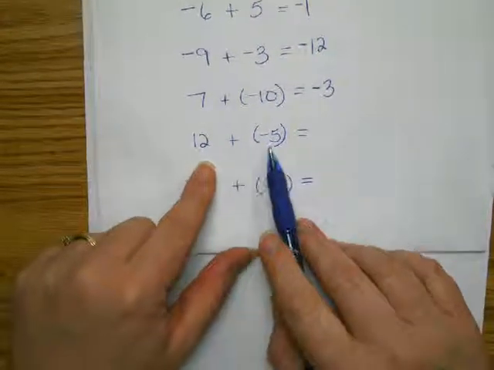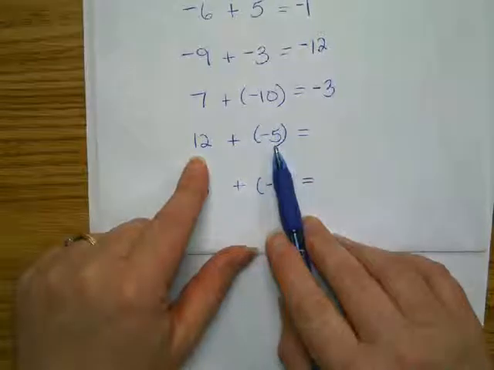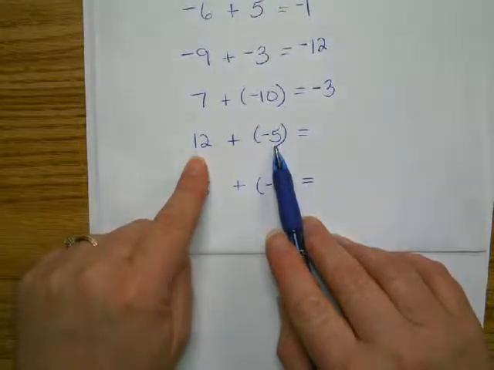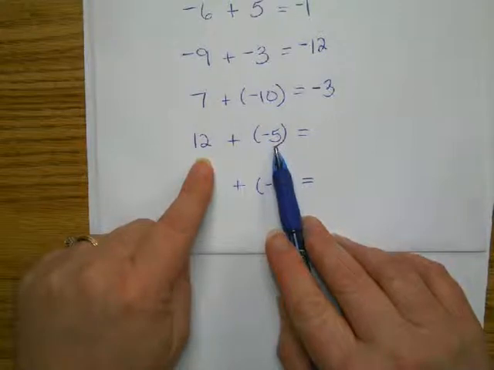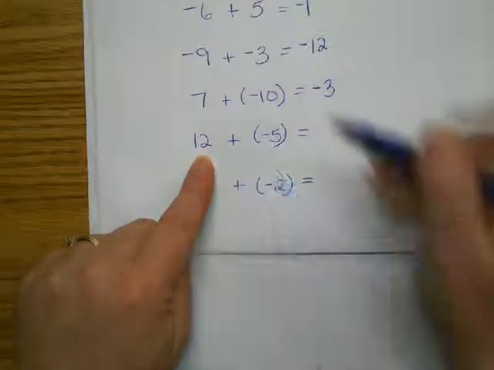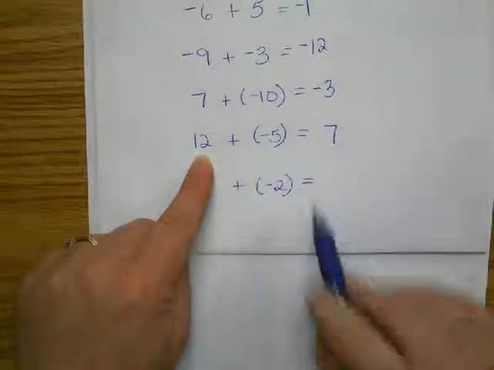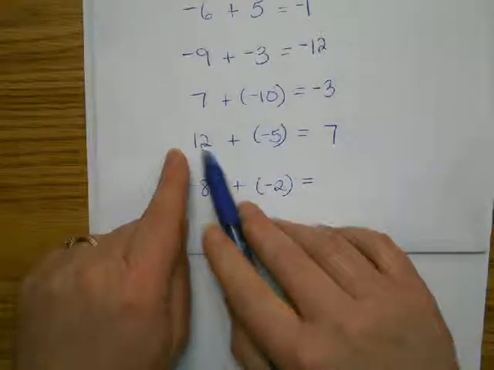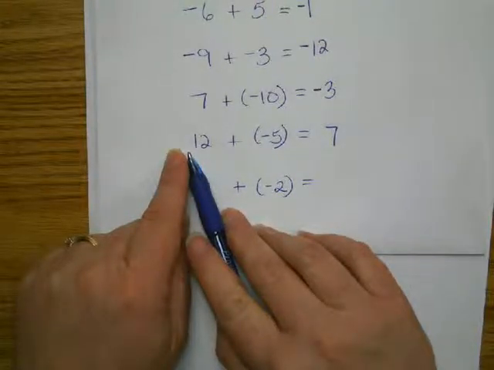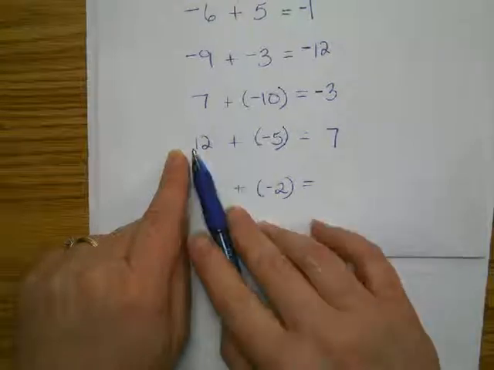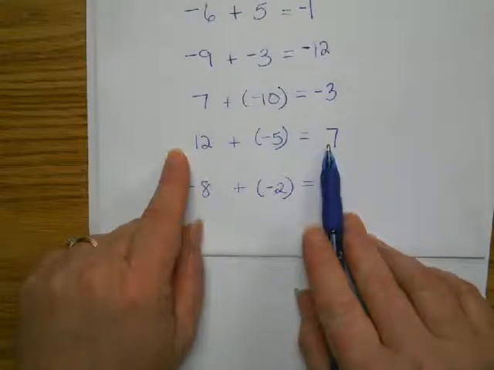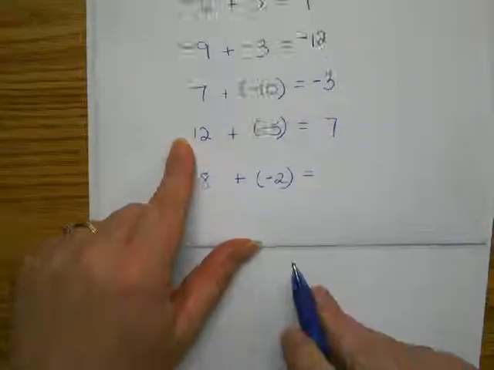This one, positive 12 plus negative 5, is one positive and one negative. Again, we're going to subtract them, so 12 minus 5 would be 7, and in this case my larger one is positive, my negatives are all gone, so my answer is going to stay positive 7. One more.